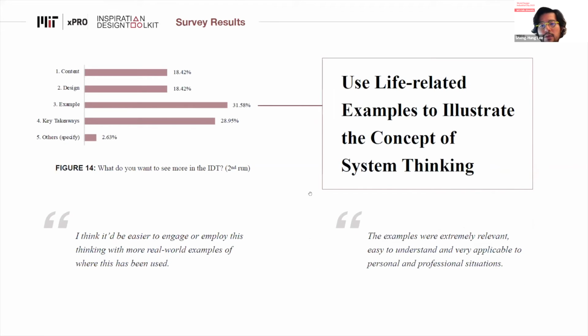Like I said, we really want to use more relevant examples to illustrate the concept of system thinking, because some people say the examples were extremely relevant, easy to understand, and very applicable to personal and professional situations. Some people also say it would be easier to engage with this thinking with more real world examples of where it has been used. If we only use the theory from the class, it would be super boring. And the toolkit is called Inspiration Design Toolkit, so it'll be inspiring, life relevant, and connect to people's everyday life.